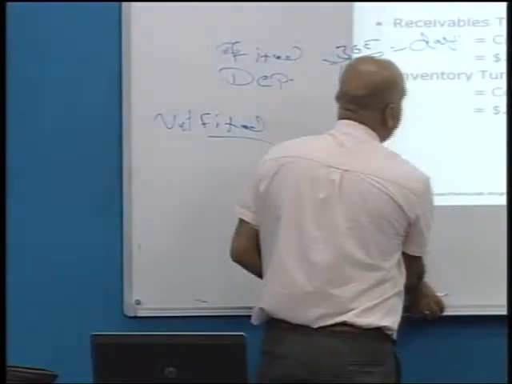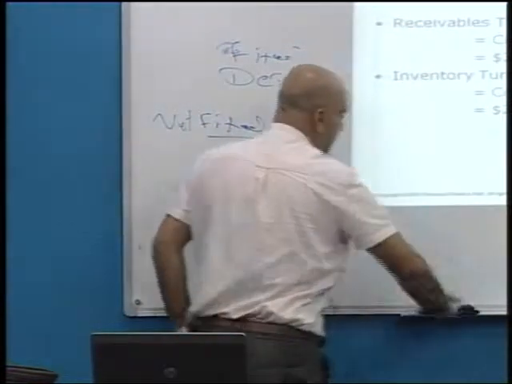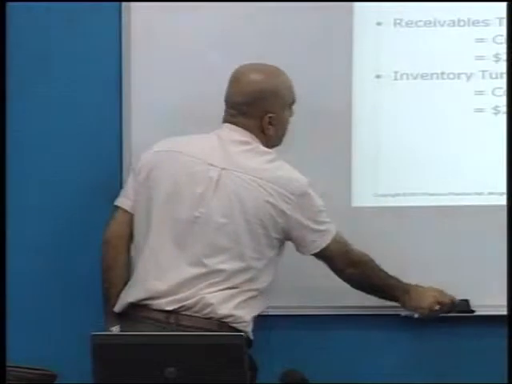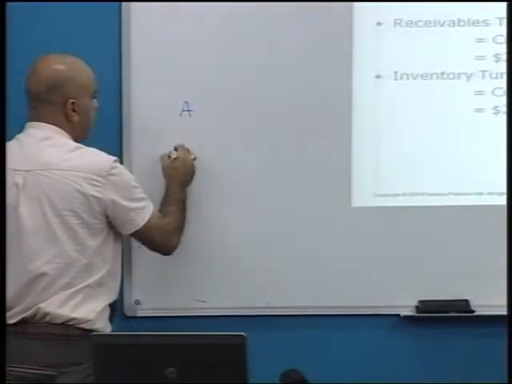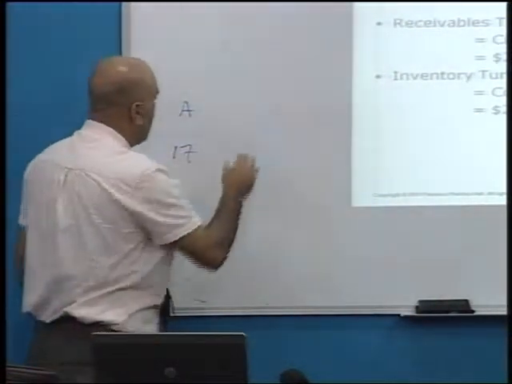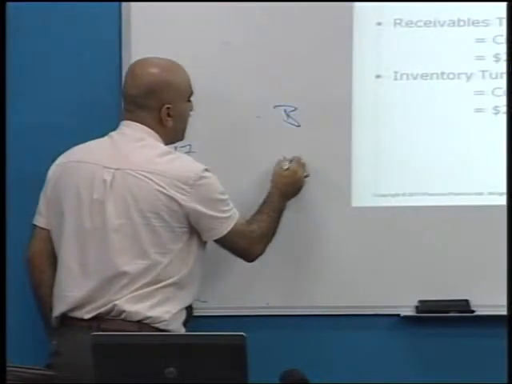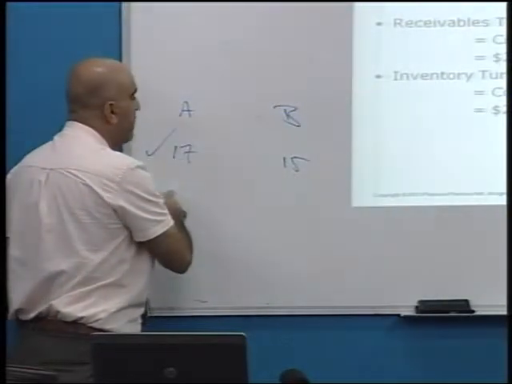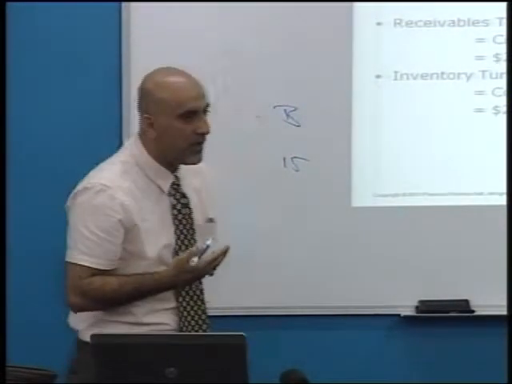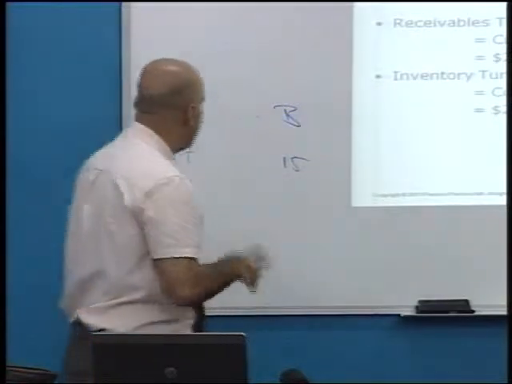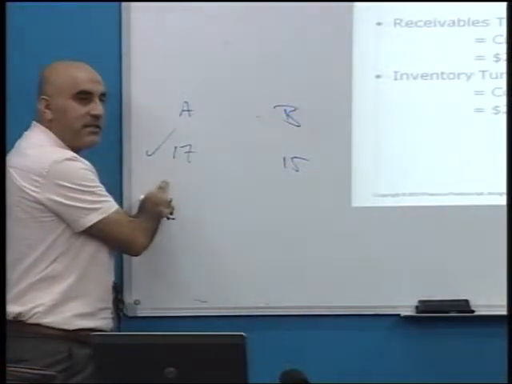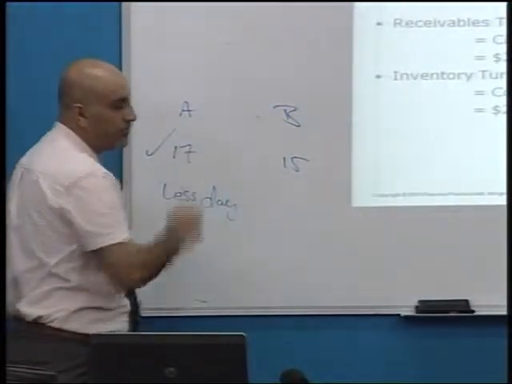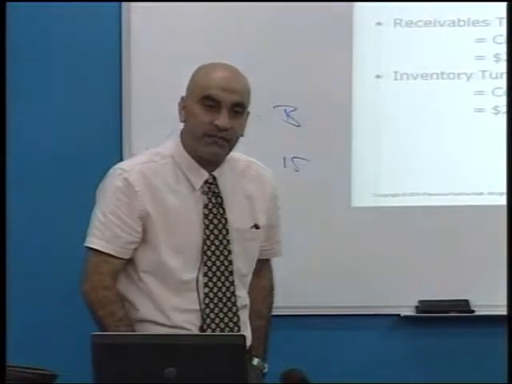For instance, if the account turnover for company A is 17 times, and for company B is 15 times, we prefer A, or A has more efficient collection than company B. It means company A has fewer days to convert account receivable into cash.